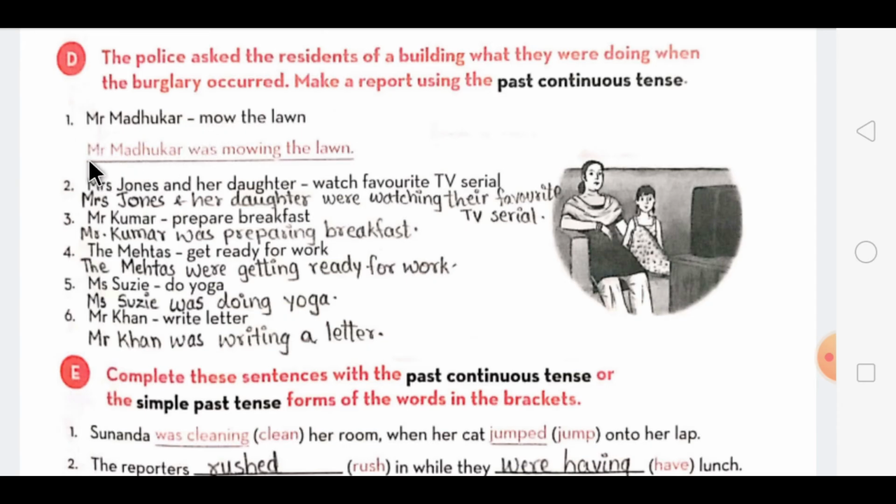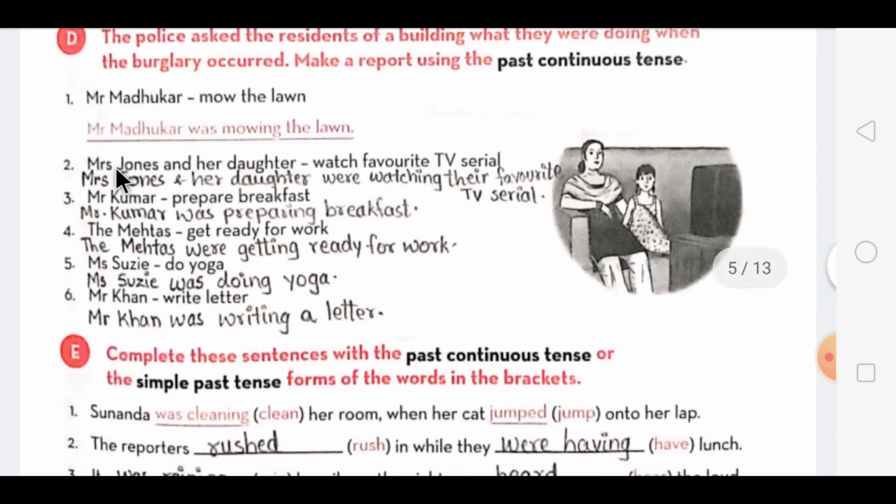So the sentence which will be formed will be Mr. Madhukar was mowing the lawn. You have to add ing to the verb and with that you have to use was or were according to the subject. Then dear students, the second one which is given is Mrs. Jones and her daughter watch favorite TV serial. In that Mrs. Jones and her daughter means this is a plural subject. We will use were plus ing form of watch, that is watching. Then the rest will remain as it is, their favorite TV serial.